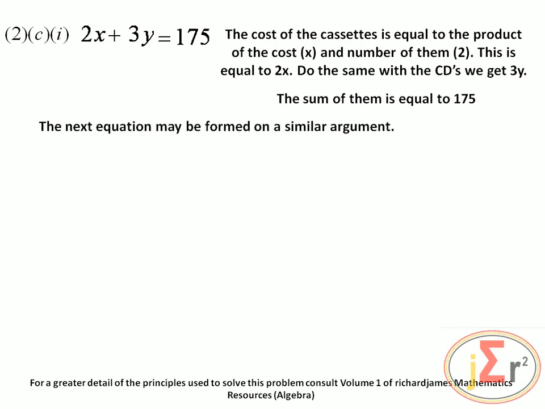The next equation may be formed on a similar argument, that we multiply the cost of the cassettes by the number of them and the cost of the CDs by the number of them. This time we have 4 cassettes and 1 CD. So it is going to be 4 multiplied by x and 1 multiplied by y. And then the sum will be $125. And there we have our two equations.